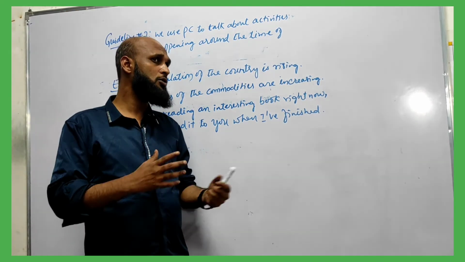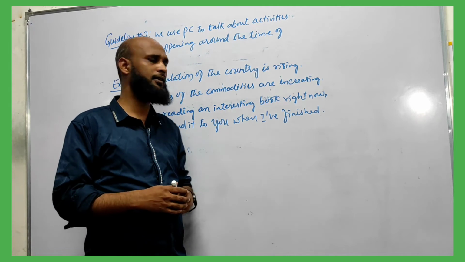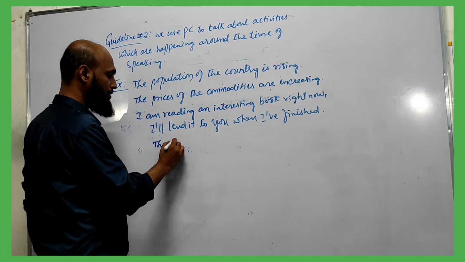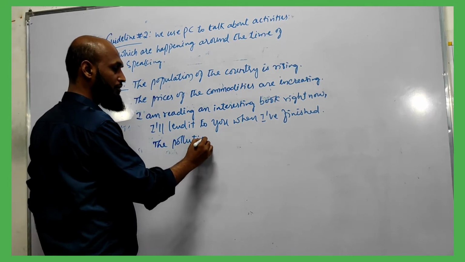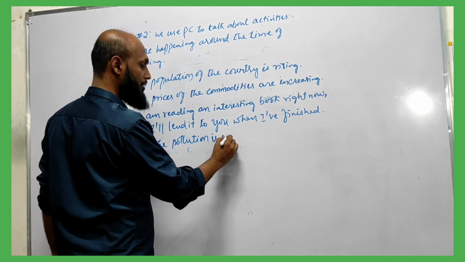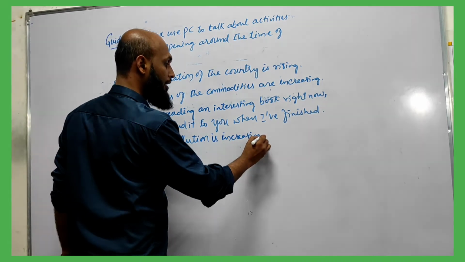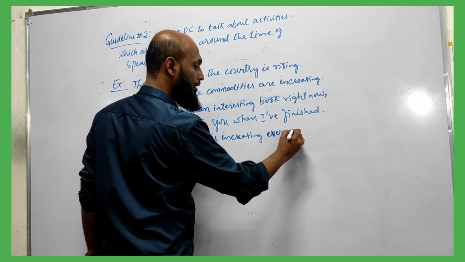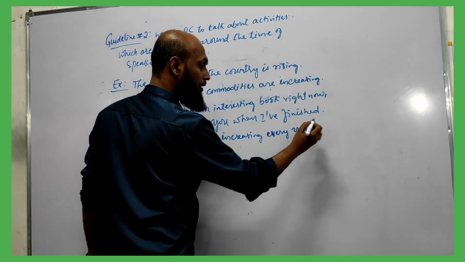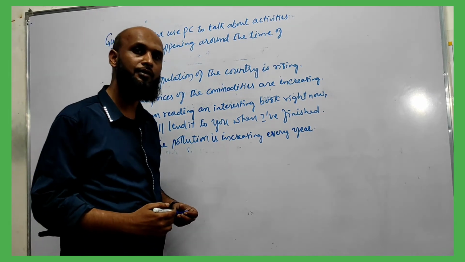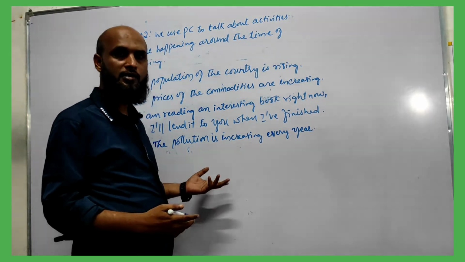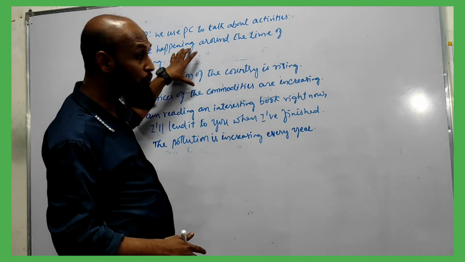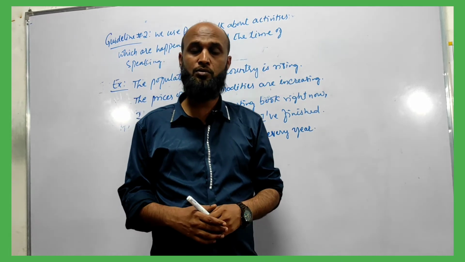The second guideline says that you use present continuous to talk about activities which are happening around the time of speaking. So based on this, you can relate lots of things, like you can say that the pollution is increasing every year or every day. The pollution is increasing every year. So this is again a real situation that is taking place around the time of speaking. So these are the ways that you can use present continuous.